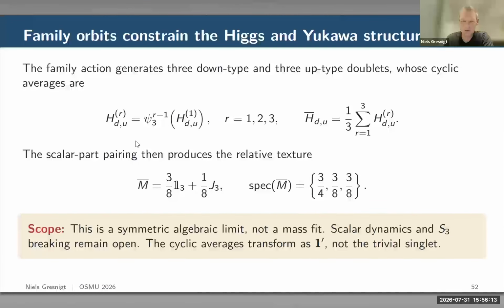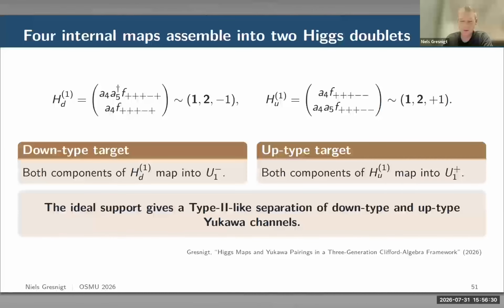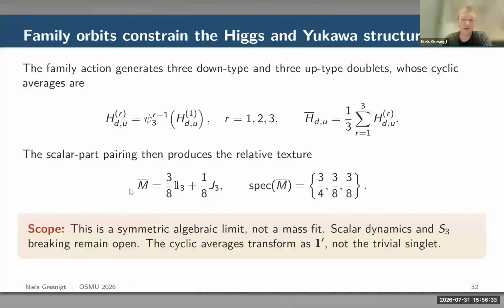So if we look at these terms here, where we wedge Cl10 in between Fa and Fb, and we look at these Higgs type terms and take the scalar part of them, then we can produce this mass texture, or this relative texture here, M bar, which has the eigenvalues 3/4 and 3/8. But we should be careful here because this is in a symmetric algebraic limit. I'm not claiming that this is any kind of mass fit.